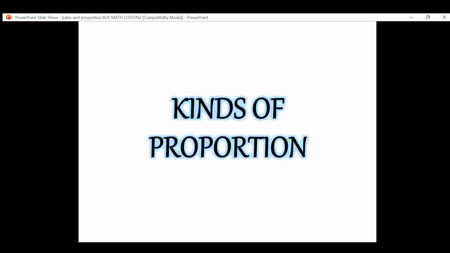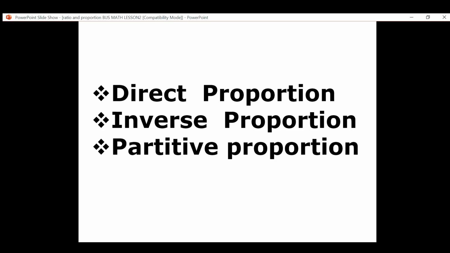Okay, so next topic is different kinds of proportion. So we have 3 different kinds of proportion. The first one is direct proportion. The second one is inverse proportion. And the third one is partitive proportion.